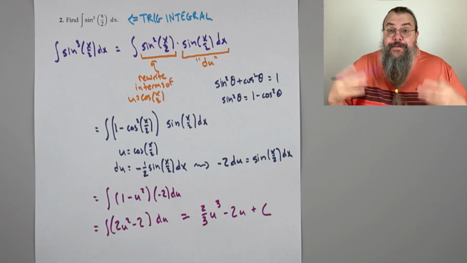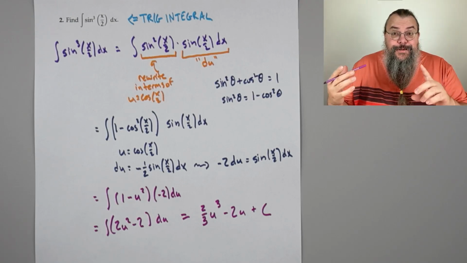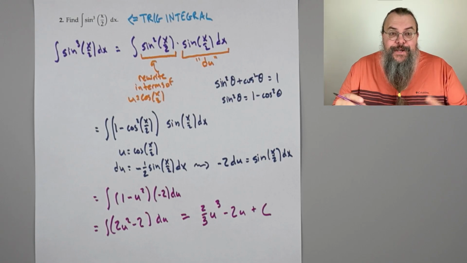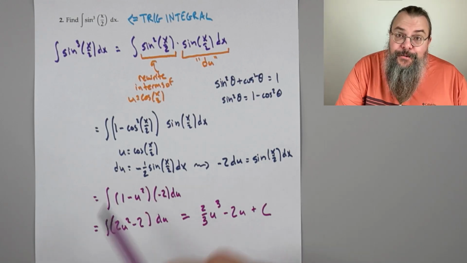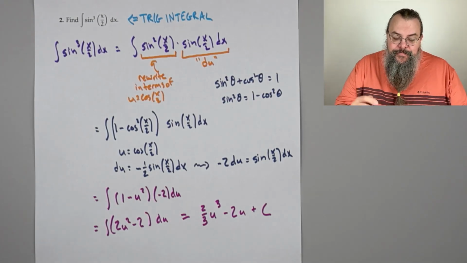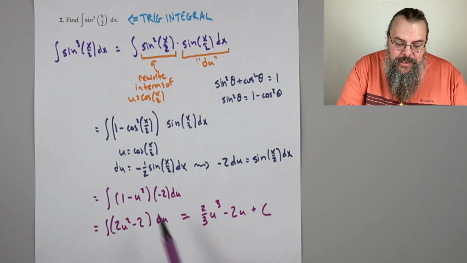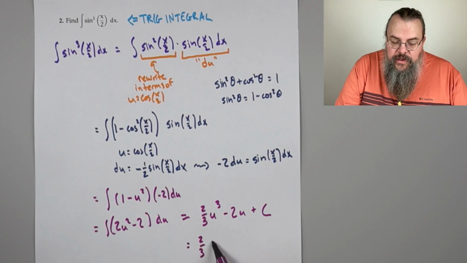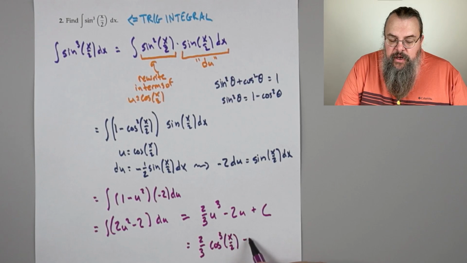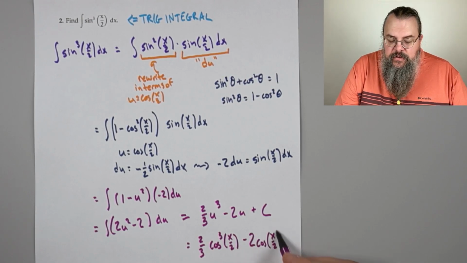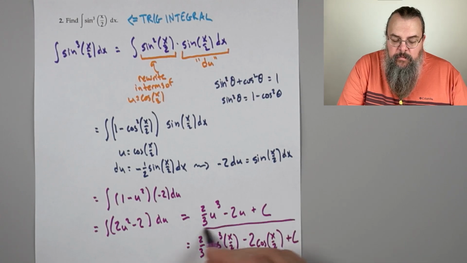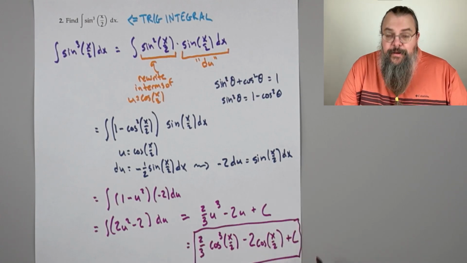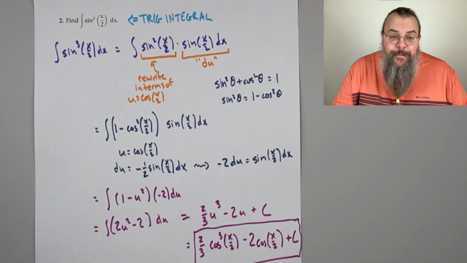Are we done? We've integrated, right? Ooh, not yet, because we need to put the u. All right. So, final thing, replacing u. We have 2/3 cosine cubed x over 2 minus 2 cosine x over 2 plus c. And we're done. We're really done.